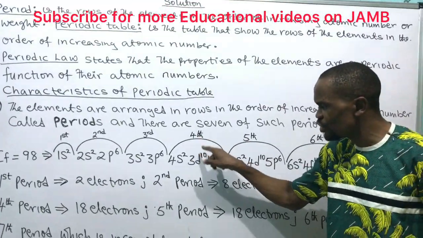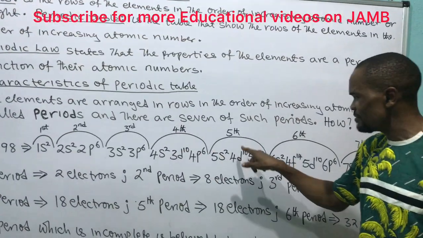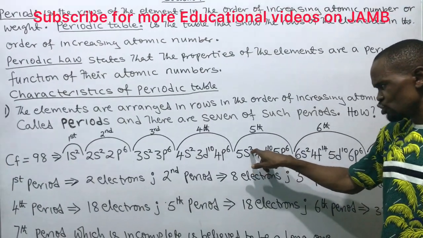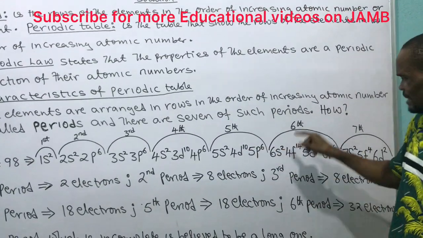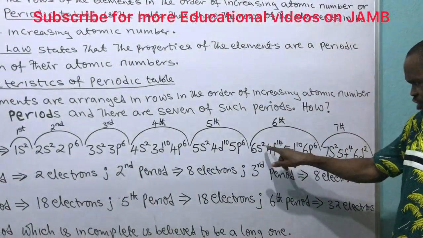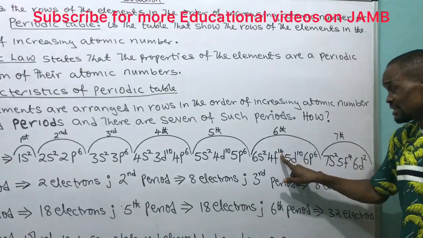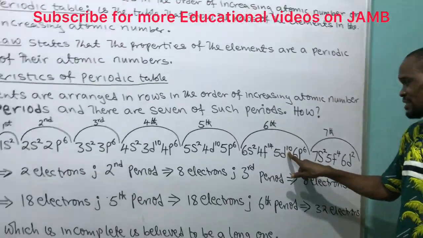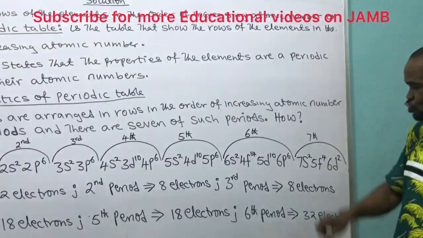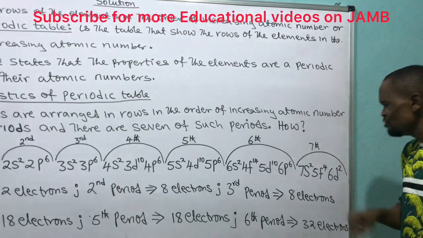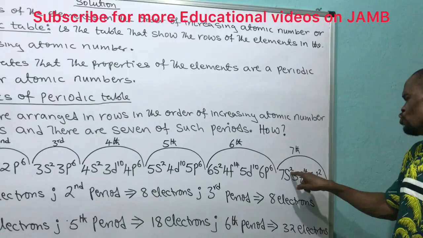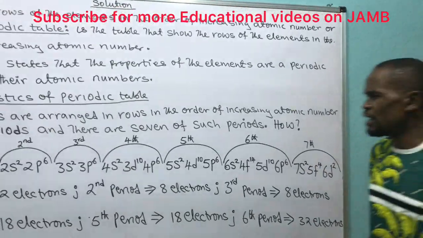Then my fifth period is 18, which is 2 plus 10 plus 6, also 18. And my sixth period is 2 plus 14, which is 16, plus 10 is 26, plus 6 gives 32. So my sixth period contains 32. And my seventh period is 2, 4, 2. Then what does it mean?